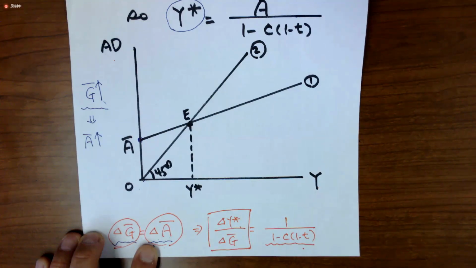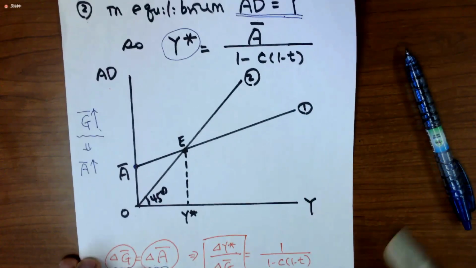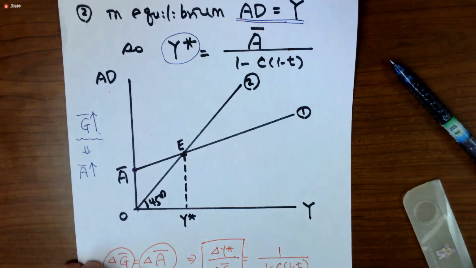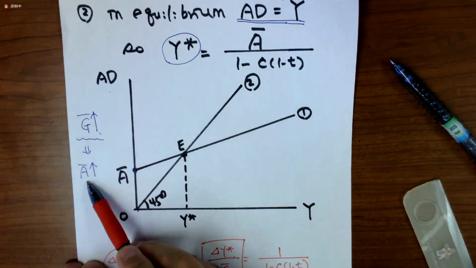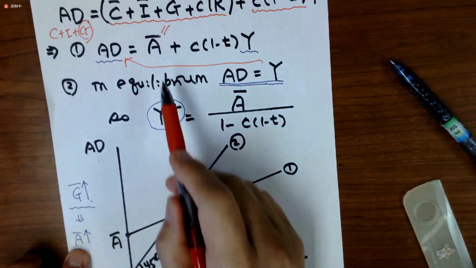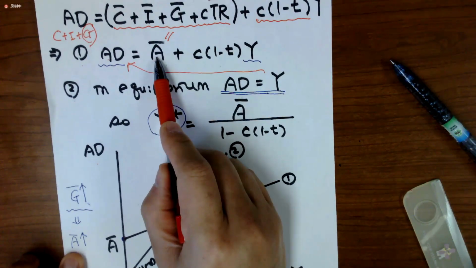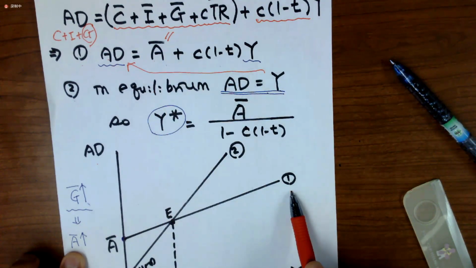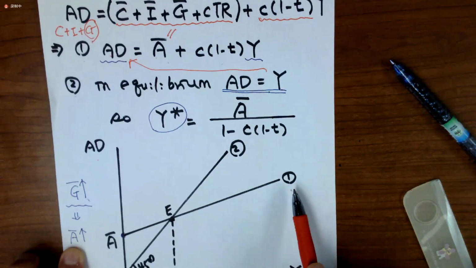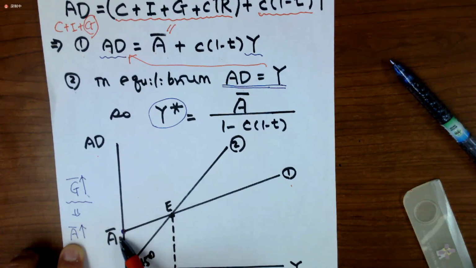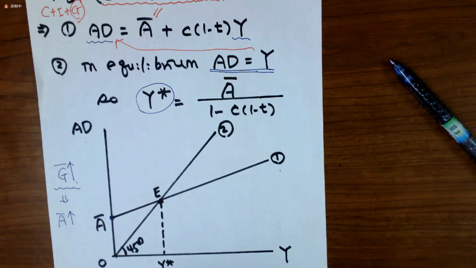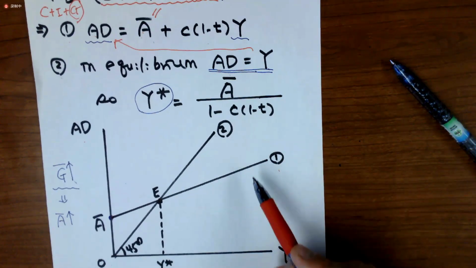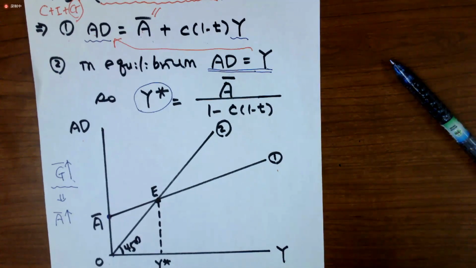You're telling me that when there's an increase in government spending, that will affect total autonomous spending. Total autonomous spending is the intercept of equation number 1, correct? So when there's an increase in total autonomous spending, what happens to equation 1, the straight line? Are you going to see a parallel shift or a rotation?